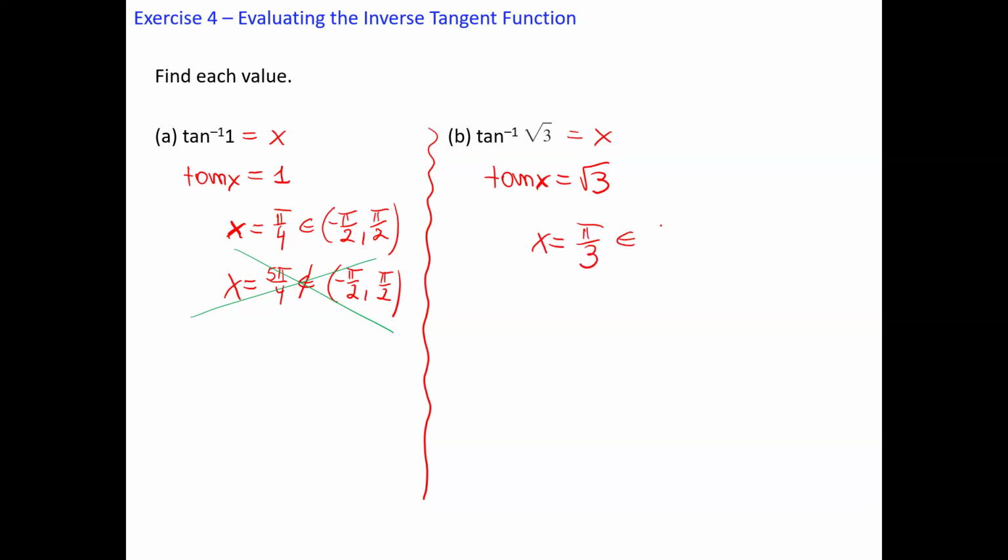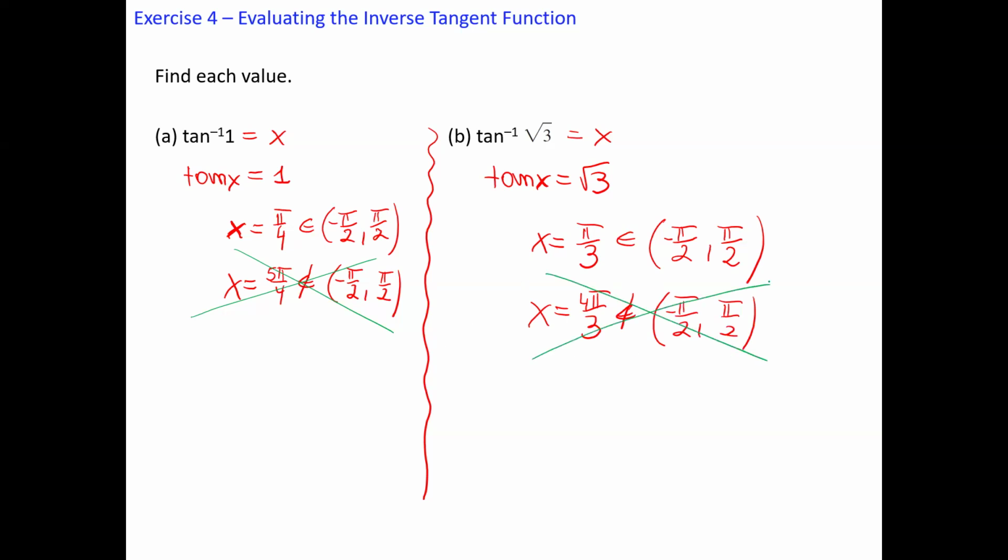And this is also fine because this belongs to the first quadrant. Let's actually find out the other value, which is not the solution, because tangent again is positive in the third quadrant, and then we will have 4 pi over 3. But we cannot accept this because it is outside the domain. We're not accepting that answer. That means the answer is pi over 3.